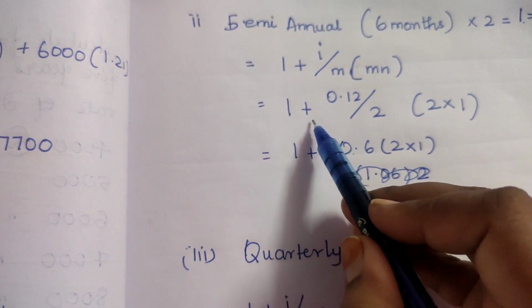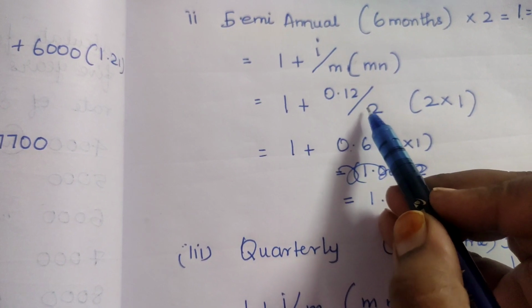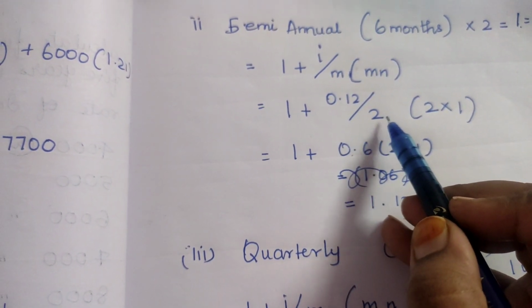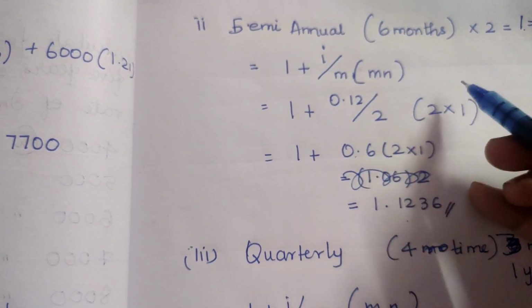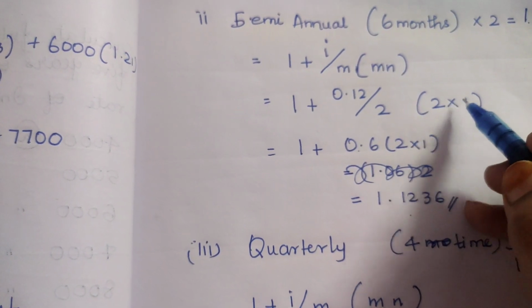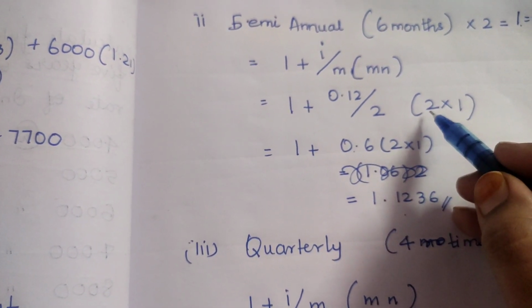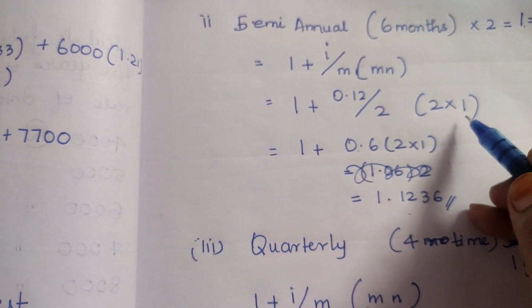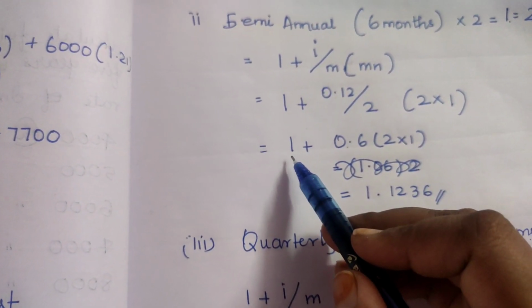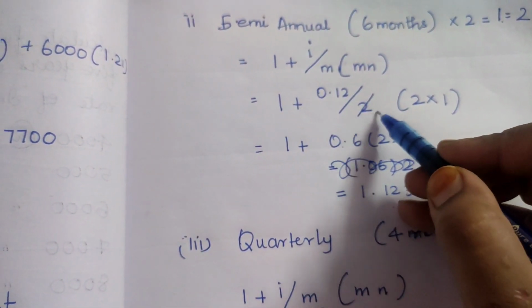So 1 plus 0.12 divided by 2, since we are going to pay twice in a year, once every 6 months, into 2 into 1. Twice a year we are going to pay in a particular 1 year. After that, again we are going to divide this.